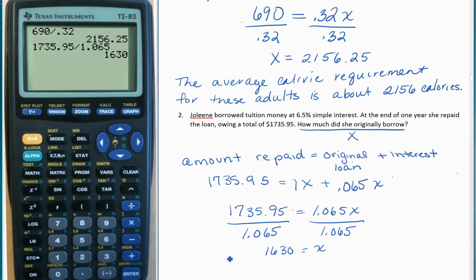So we can write our final solution. We can say Jolene borrowed $1,630.